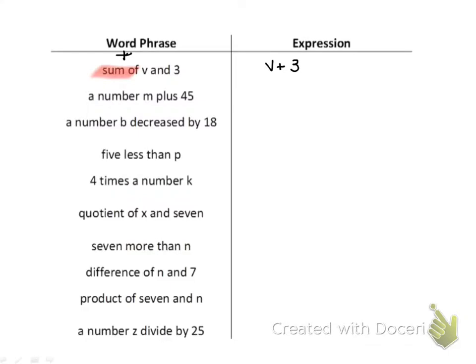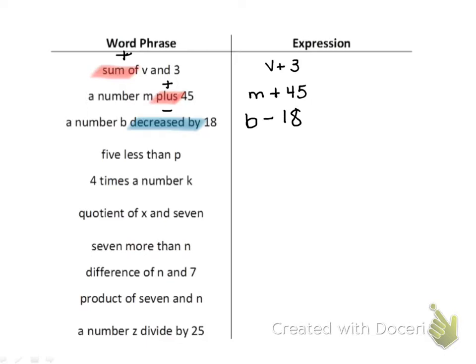Okay, then it says a number m plus 45. Again, the word plus means addition. So that would be m plus 45. A number b decreased by 18. So we'll start with b minus 18 because it's decreased by, and I know that means subtraction.